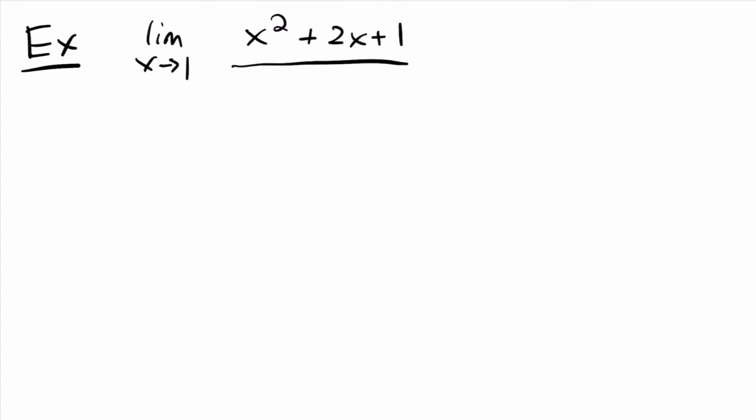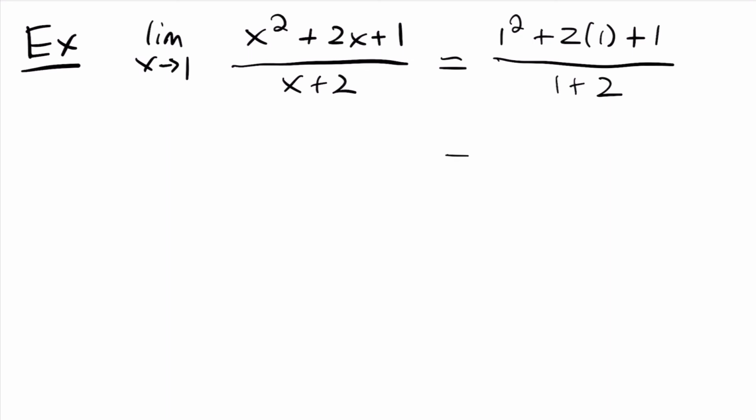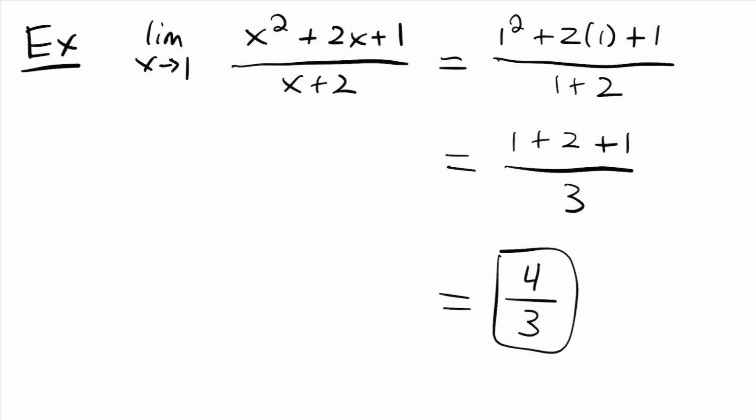All right, we're going to do another example here, and in this example we're going to see that you can plug in the value of x into a rational function as well. So in this case we're going to be looking at the limit as x approaches 1 of the function x squared plus 2x plus 1 all over x plus 2. And just like the other limits, to solve this one we can just plug in 1. And so we're going to get 1 squared plus 2 times 1 plus 1 all over 1 plus 2. That's going to be equal to 1 plus 2 plus 1 over 3, which is going to be equal to 4 over 3. And so we have our answer of 4/3 for that limit.